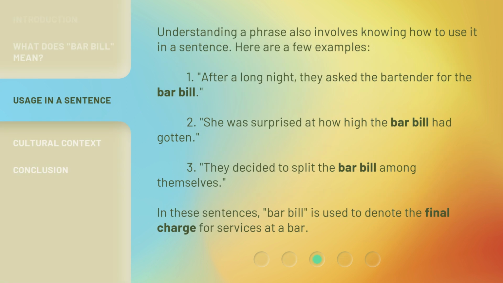Understanding a phrase also involves knowing how to use it in a sentence. Here are a few examples. 1. After a long night, they asked the bartender for the bar bill. 2. She was surprised at how high the bar bill had gotten. 3. They decided to split the bar bill among themselves. In these sentences, "bar bill" is used to denote the final charge for services at a bar.